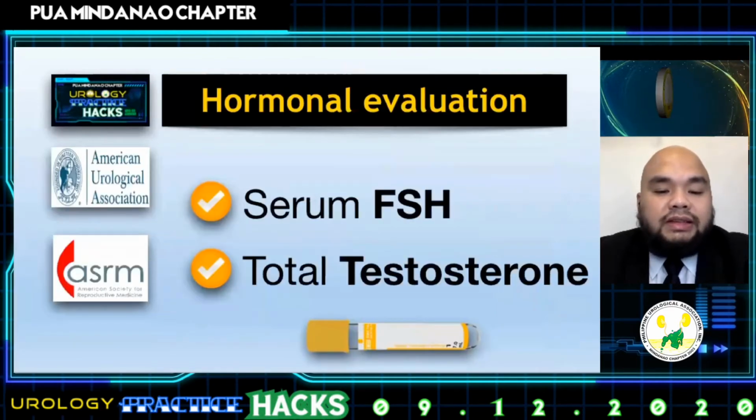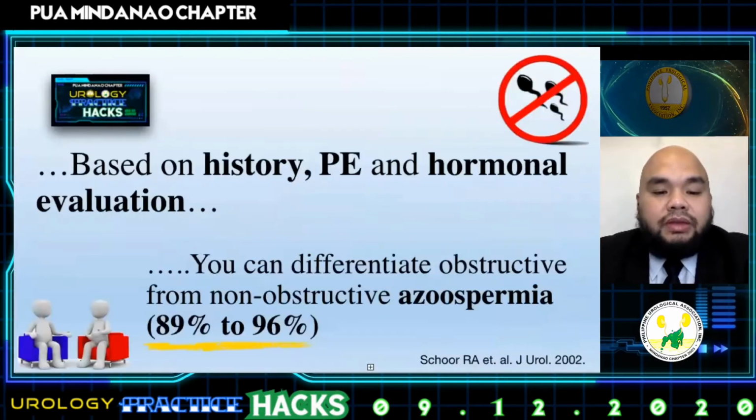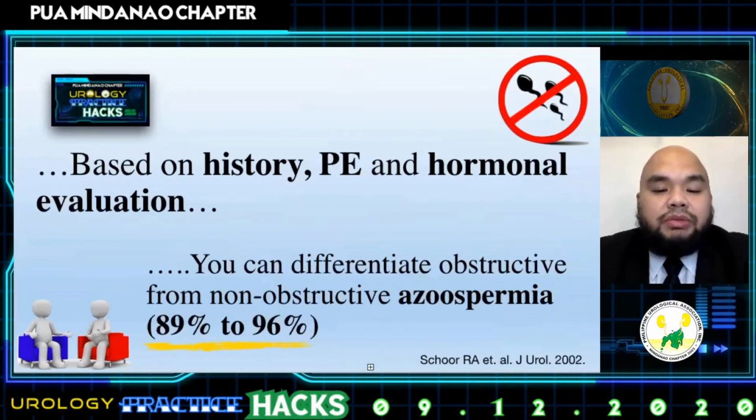Hormonal testing is indicated in men with sperm concentration less than 10 million per ml and to those with sexual dysfunction. It is very important to do a detailed history, extensive physical examination, and hormone profile because by this you can differentiate between obstructive with non-obstructive azoospermia in about 89 to 96% of the time.